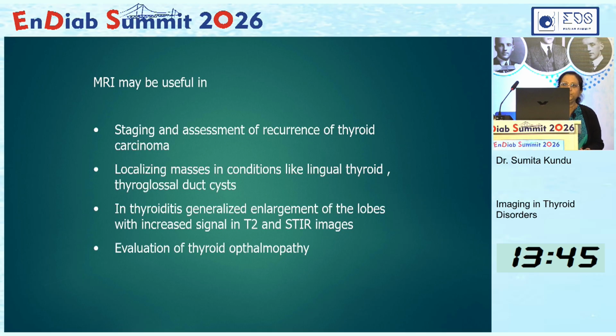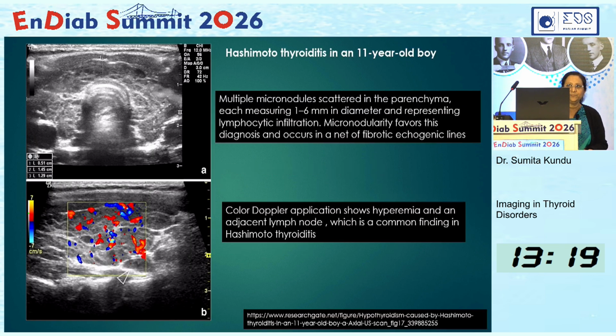MRI may be useful in staging and assessment of recurrence of thyroid carcinoma, in localizing masses in conditions like lingual thyroid, thyroglossal cysts, etc., and also in evaluation of thyroiditis, where generalized enlargement of the lobes with increased signal in T2 and STIR images are seen, and also in the evaluation of thyroid ophthalmopathy, MR has a significant role to play.